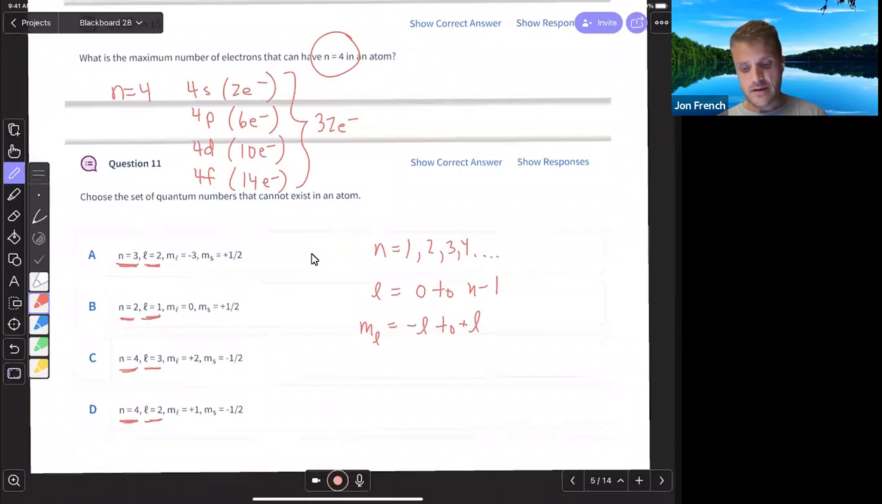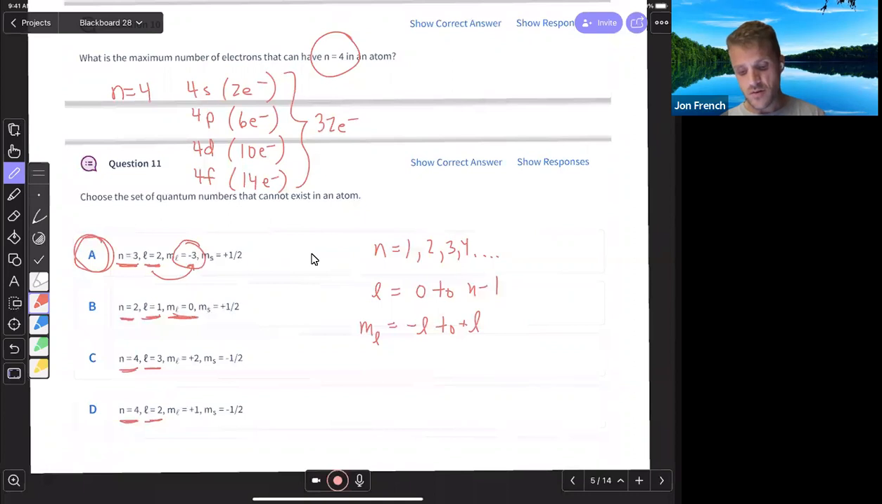All right, now based on my value of L, ML can be plus to minus L. So right here, we run into a problem because when L is 2, I cannot have a value of negative 3. When L is 2, we're talking about our d orbitals. We only have 5 d orbitals. This is trying to tell us we have 7 d orbitals. We don't. So that is an orbital that does not exist.